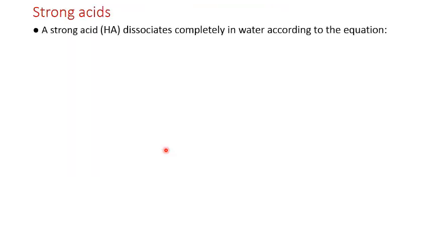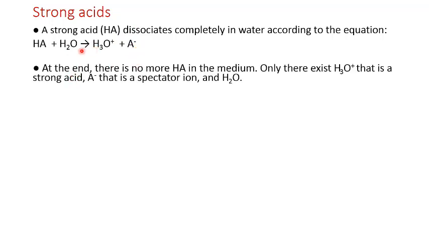Now, for strong acids. A strong acid in general, here considered HA, dissociates completely in water according to the equation, and pay attention that the equation is not reversible, it's a complete one. So HA plus H2O will give H3O+ and A-, which is the ion. In the beaker where the reaction occurs, there is no more HA. Why? Because HA has dissociated completely. What do we have in the reaction medium? We have only H3O+ resulting from the dissociation of the strong acid, A-, which is a spectator ion, and H2O.